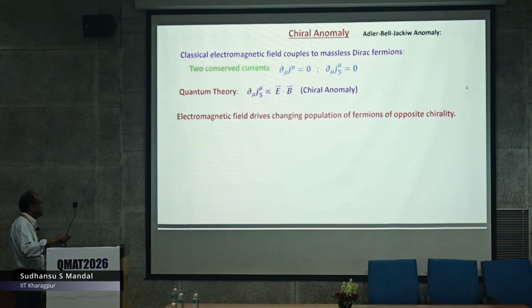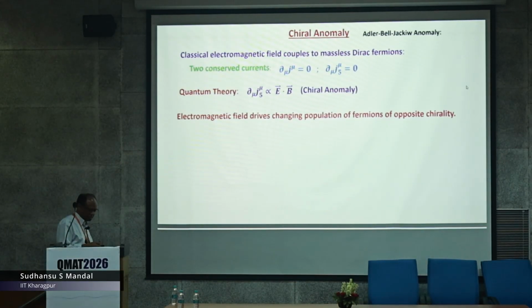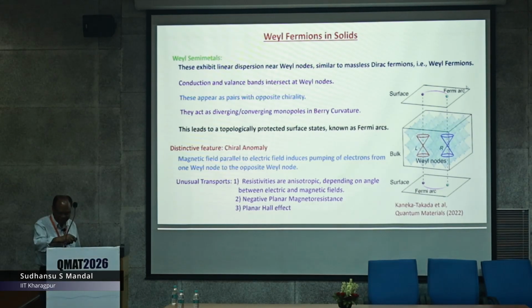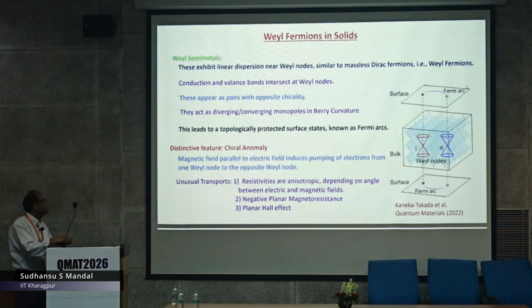So the electromagnetic field drives changing populations of fermions of opposite chirality. That has never been found as a fundamental particle. Initially it was thought that the neutrino might be a Weyl fermion, but later it was found that neutrinos have mass. So there are no fundamental particles like Weyl fermions. But fortunately, they have been observed in solid state systems, where you can see the physics of Weyl fermions in tabletop experiments.